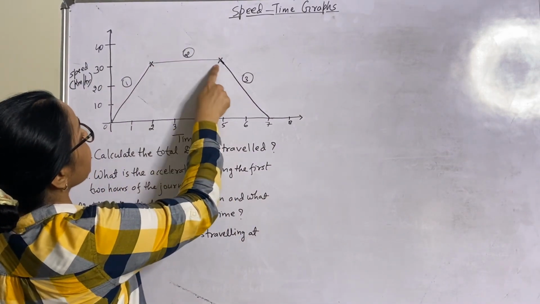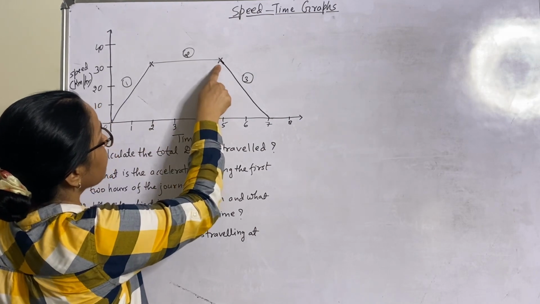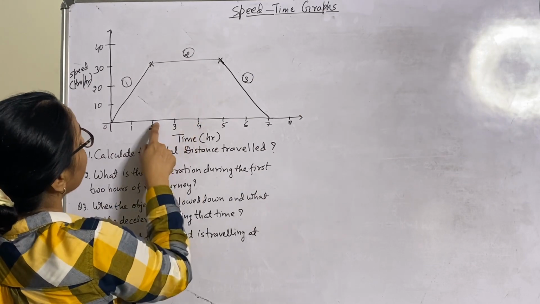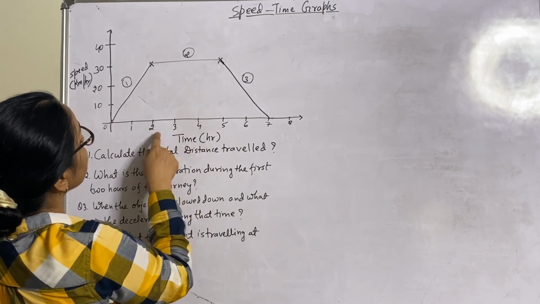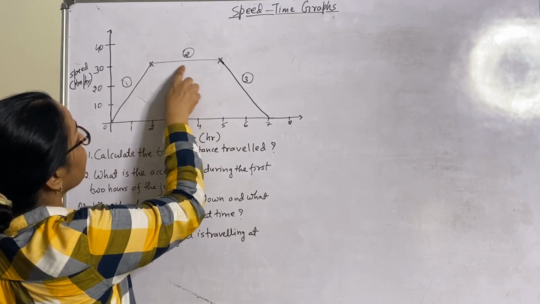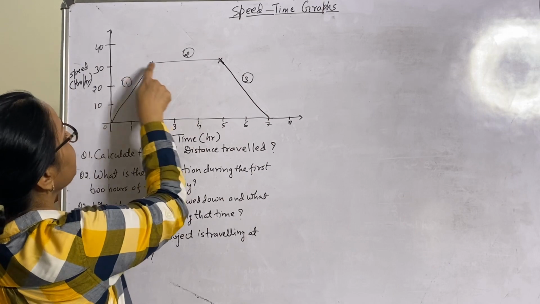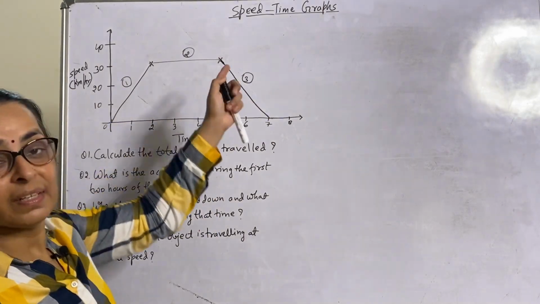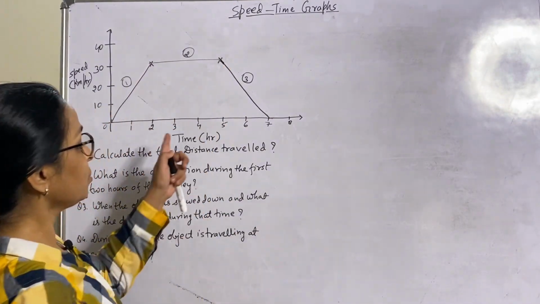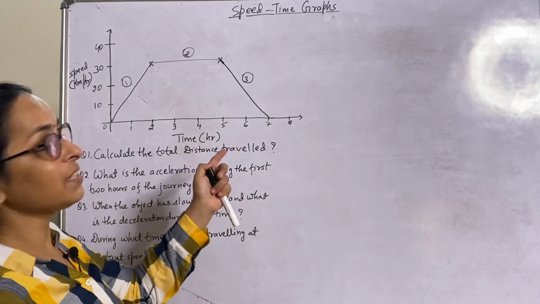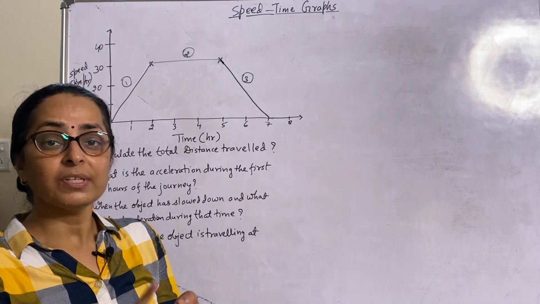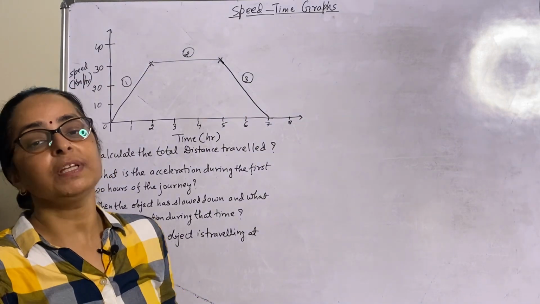Now the second section, you can see this is a horizontal line parallel to the x-axis. So at every time from 2 to 5 hours, the car or any vehicle is traveling at a constant speed of 30 kilometers per hour. So when the graph is horizontal to the x-axis in a speed-time graph, it means that your object is not at rest, mind it. The object is traveling at constant speed.